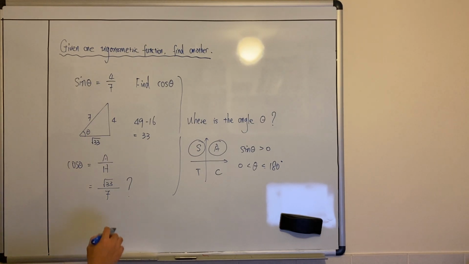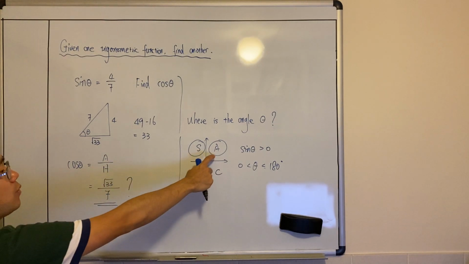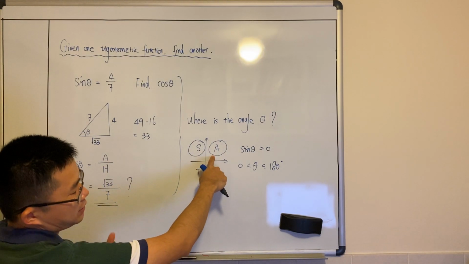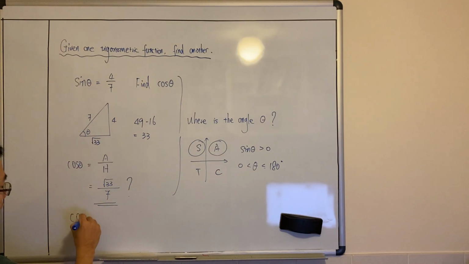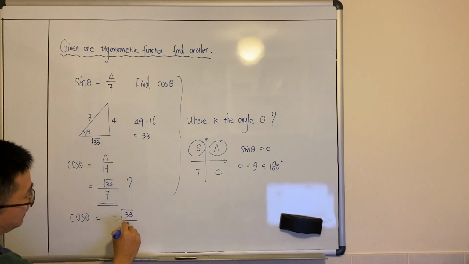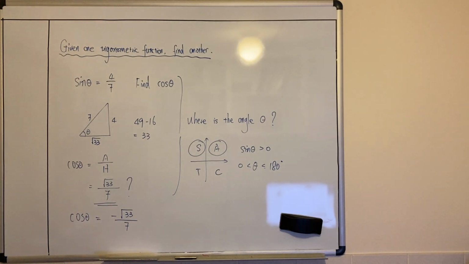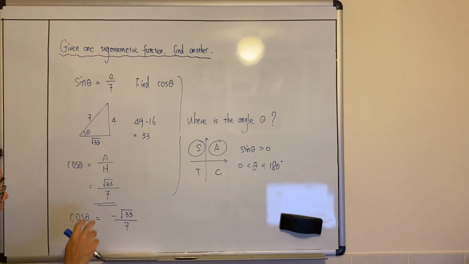Then I'll start to look at this one here. That is a positive answer when theta is in the first quadrant, because cosine is positive in the first quadrant. However, we can also have cosine theta equal to minus square root of 33/7 for theta that's in the second quadrant. So that means we have two solutions. One is positive, one is negative, because we don't know the exact location of the angle theta here.